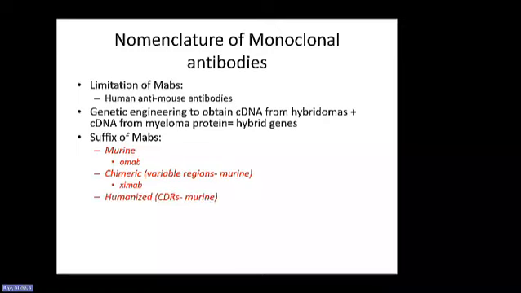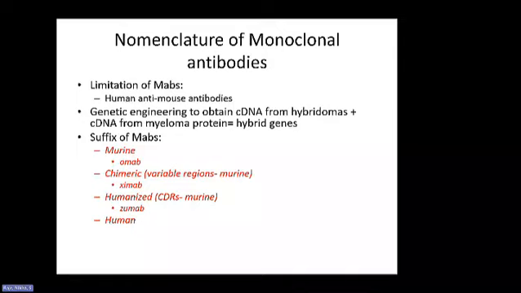Humanized antibodies, which means even most of the variable region is human, but the CDR region is from mouse. What's the suffix? ZUMAB. So omalizumab, pelivizumab, tocilizumab. A lot of these antibodies are humanized, which means only the CDR regions are from mouse. Benralizumab, right? Those are all humanized.